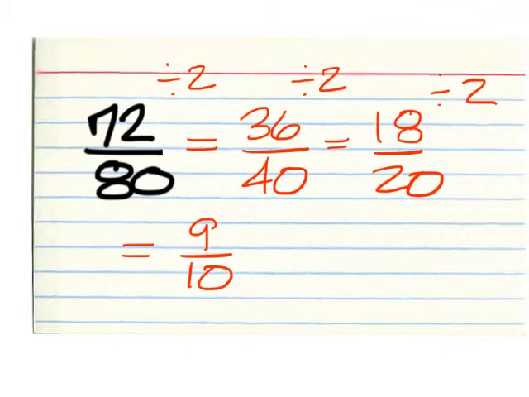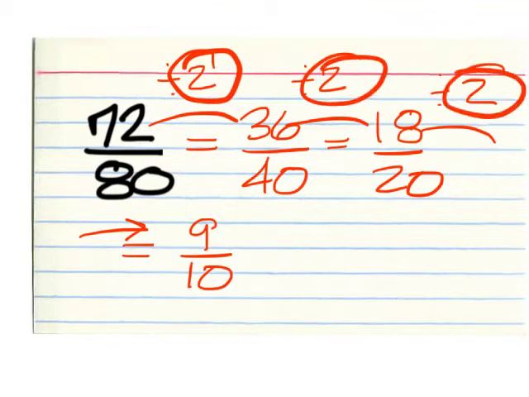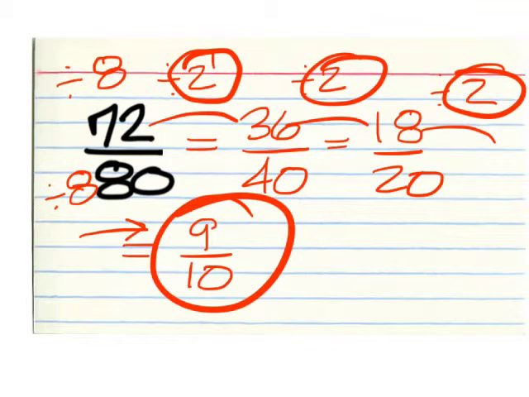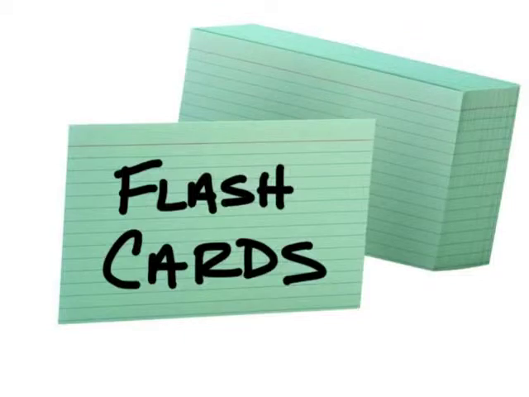The highest number was, let's see, we went down by 2, down by 2, down by 2 again to get down here. So it should have been what? 8. Yeah, 2 times 2 is 4, times 2 is 8. So you could have divided both by 8. 9 over 10.